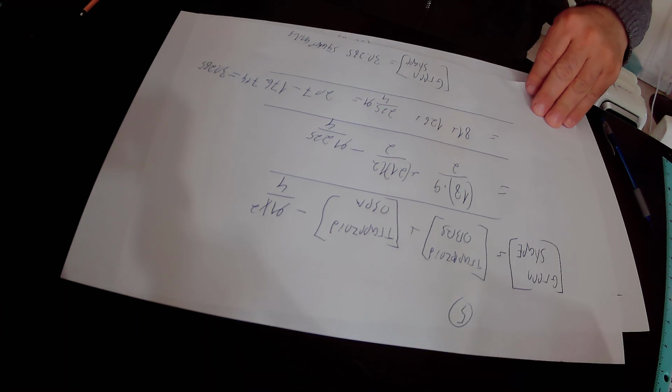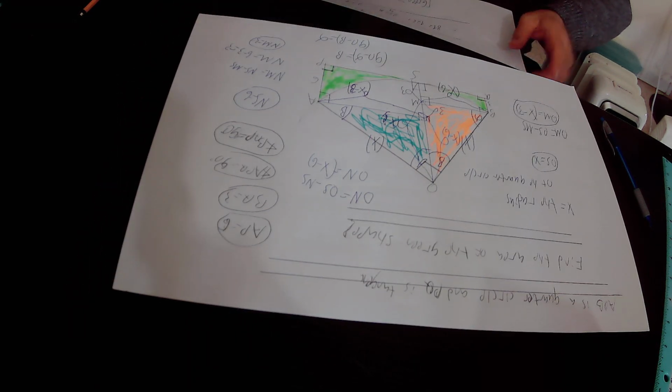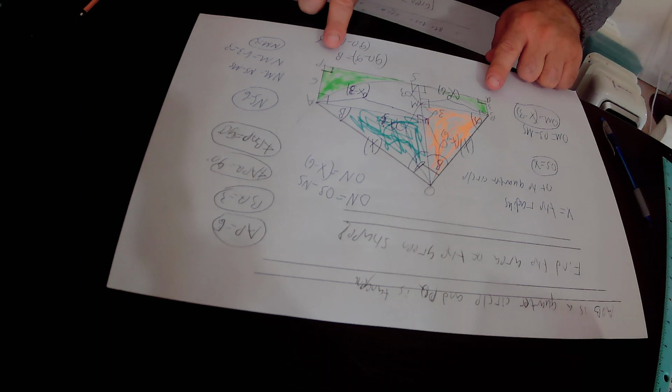So in conclusion, we found that the area of the green shape equals 30.285 square units. To repeat, the area of this green shape is 30.285 square units.